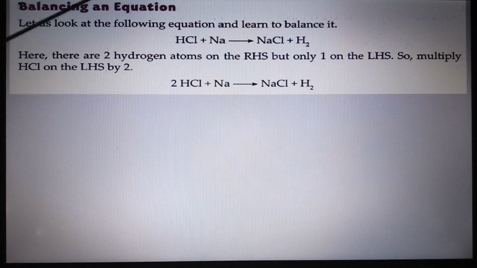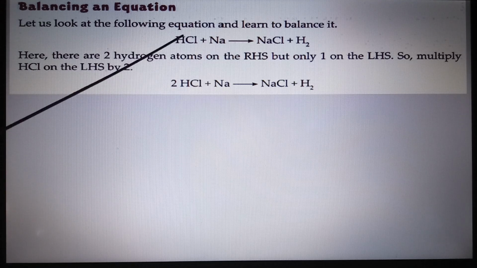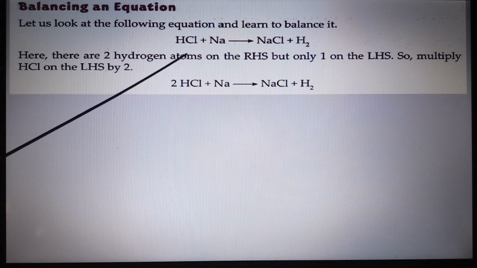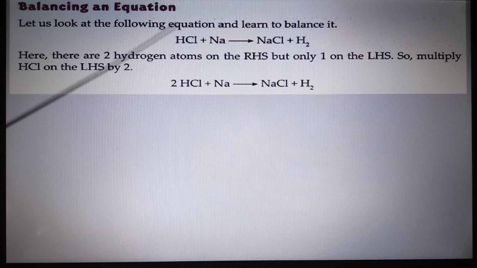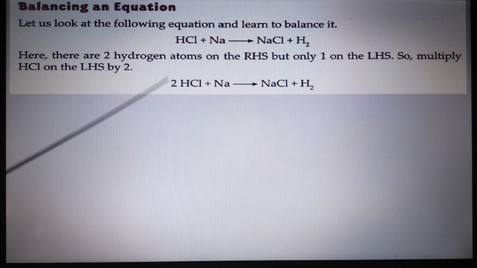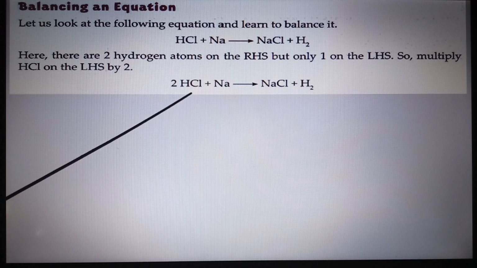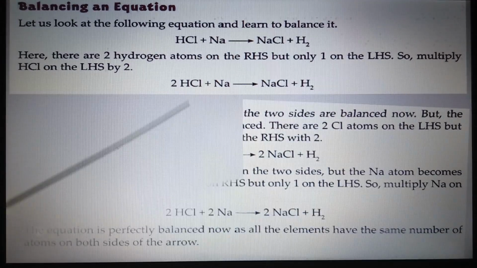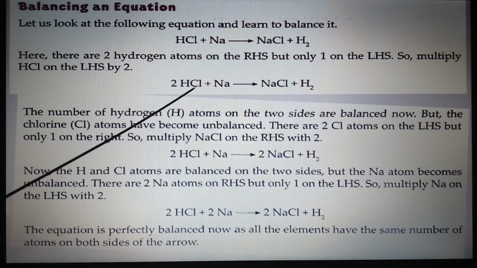For balancing, we multiply HCl on the LHS by 2. Hence we are multiplying this by 2. We can't multiply only hydrogen or only HCl alone because both are combined to form a compound. So it will be given just to the left hand side at the start, and distributed to each element. So here we are putting 2, because of which chlorine is also getting 2. Hence, because hydrogen got the balancing 2, it is balanced on both sides, left hand side and right hand side.